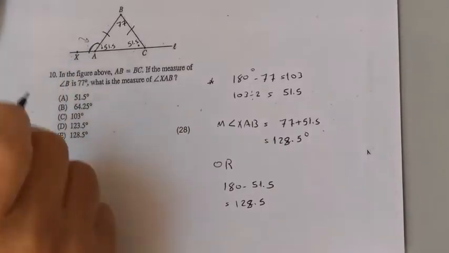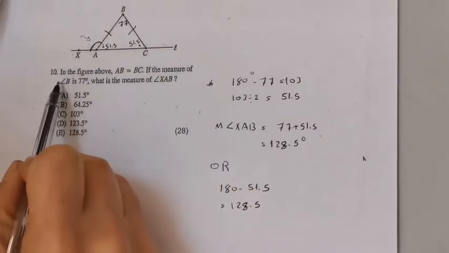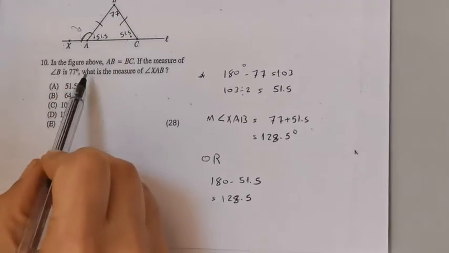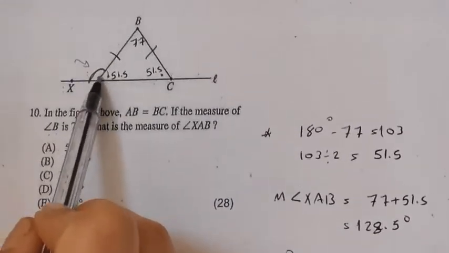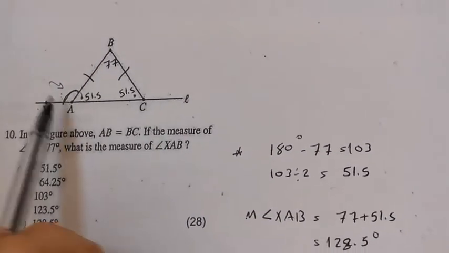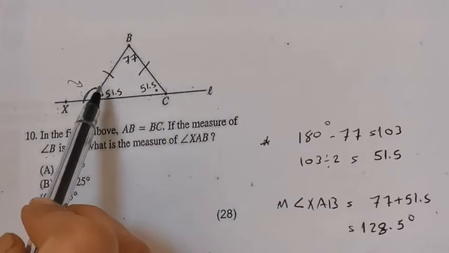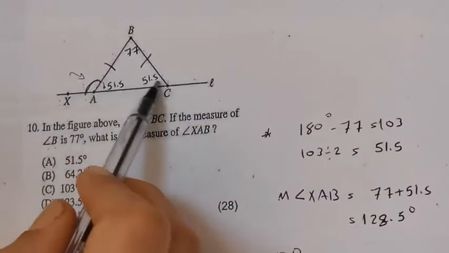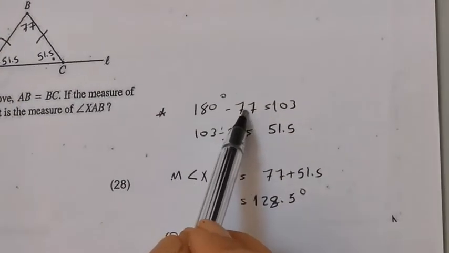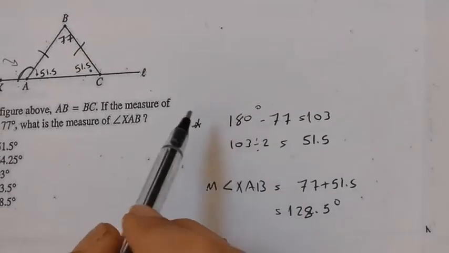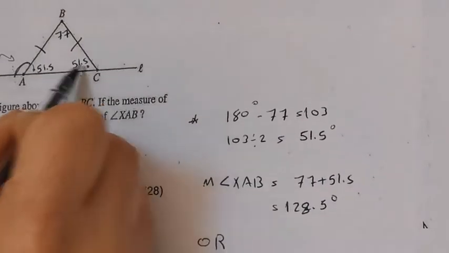Okay. Question 10. In the figure above, AB is equal to BC. If the measure of angle B is equal to 77 degrees, what is the measure of angle XAB? XAB is an exterior angle of an isosceles triangle. In the isosceles triangle, the base angles are equal. So since this is 77, we say 180 minus 77 equals 103. Now we divide 103 over 2 angles. Each angle will be equal to 51.5.